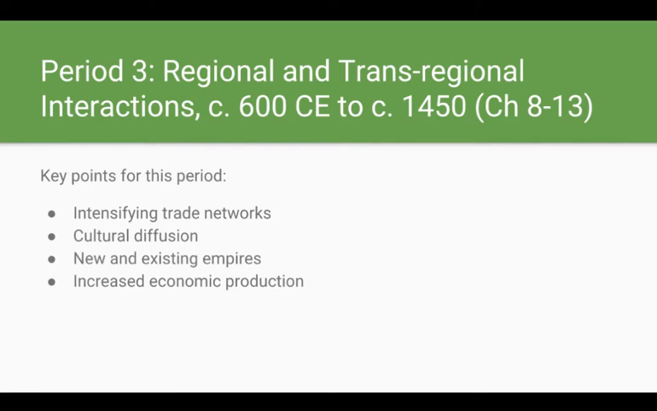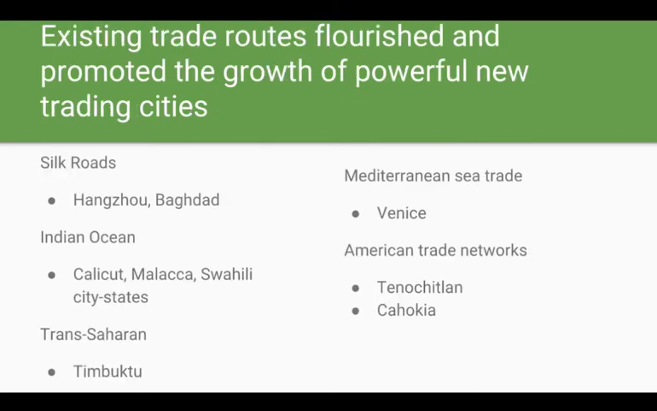For Unit 3, we have intensifying and expanding trade networks and empires. One of the things you need to know about is some trading cities that flourished during this time, and there's a list of some cities here that go along with the trade networks that they were involved with. Many of these were mentioned in your textbook, so it just helps to focus on them as the rise of cities.